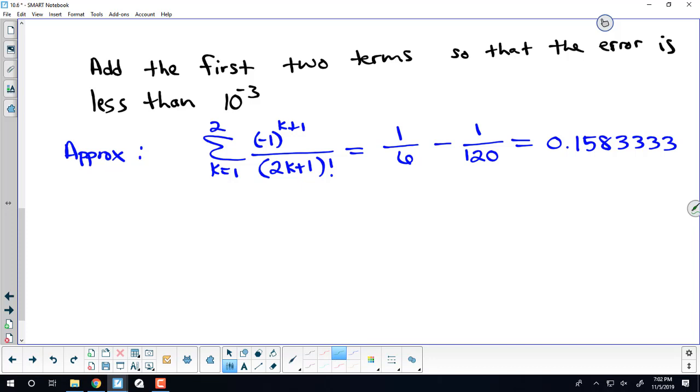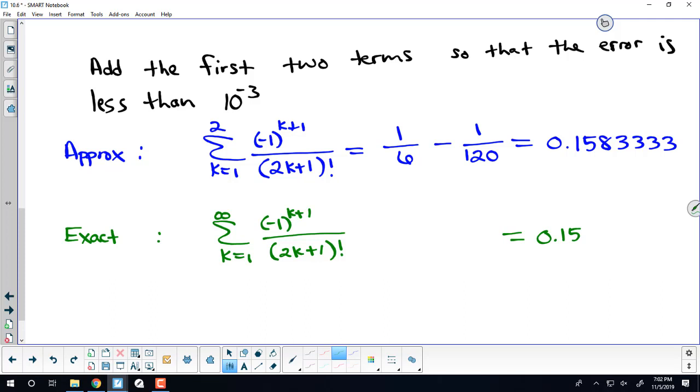The actual value of the infinite sum is 0.158529. Again, we see we're off at the fourth decimal place with that approximation versus the actual value here.